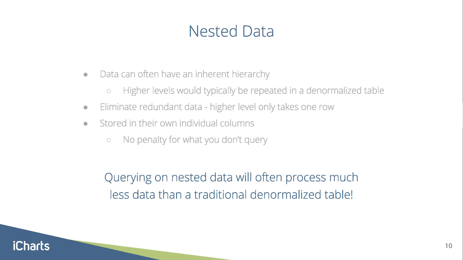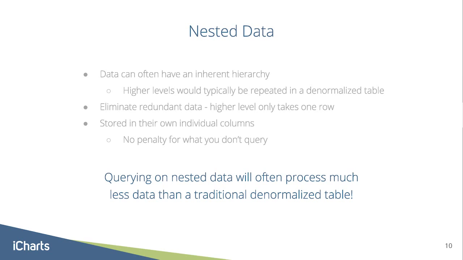And so those higher levels, they'll only take one row, and the leaf levels will take up the rest of the space. Especially in a denormalized data set where you'll have lots and lots of columns, if you're able to identify information that is the same on a variety of different fields because of a natural hierarchy, that's an opportunity for you to nest the information.